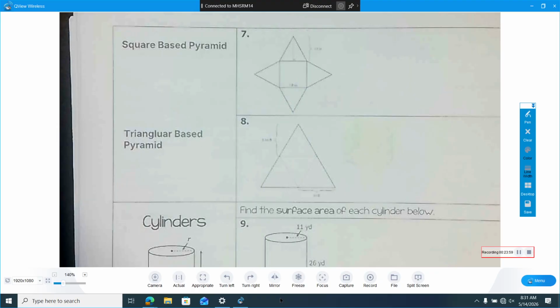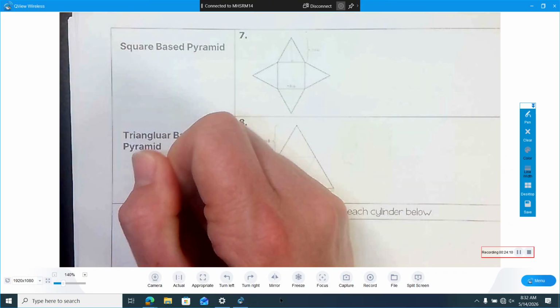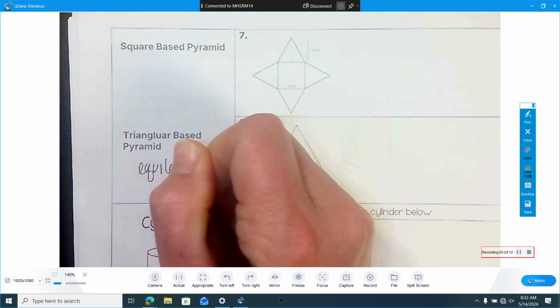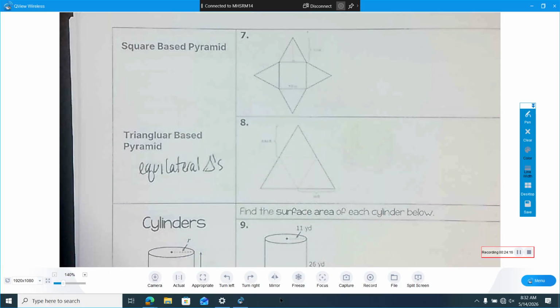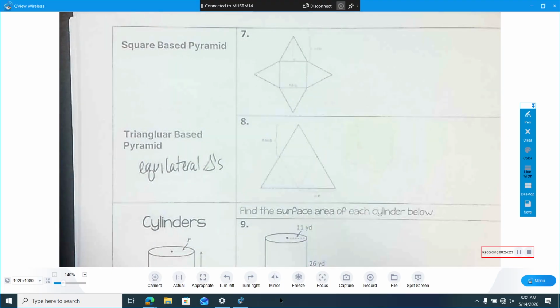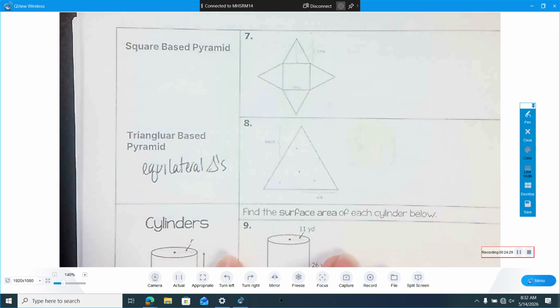Let's look at the number 8. This is just a triangular base pyramid. They tell you in the picture that all of these are equilateral. What does equilateral mean? They're all the same too. So they're all just equilateral triangles. They're all congruent triangles here. How many triangles do you see? One giant, but 4, 1, 2, 3, 4 little guys there.